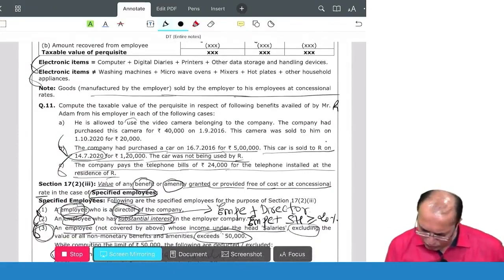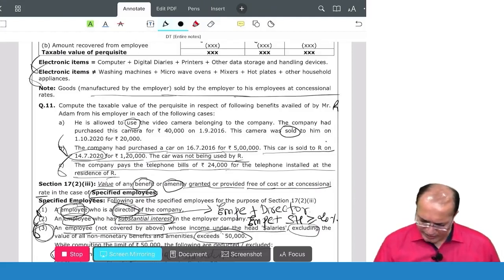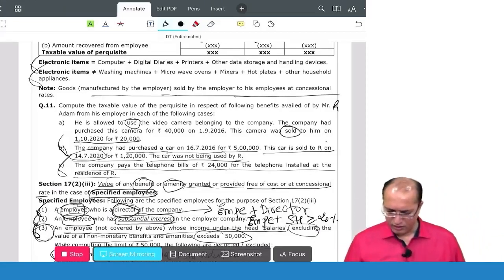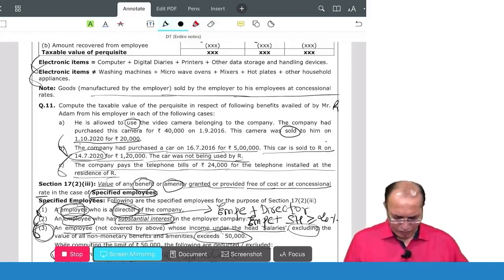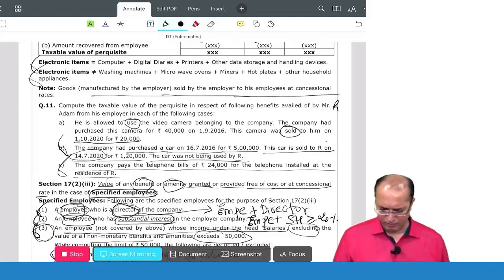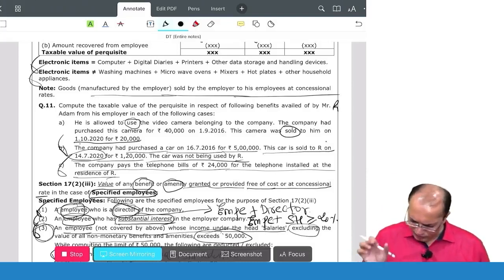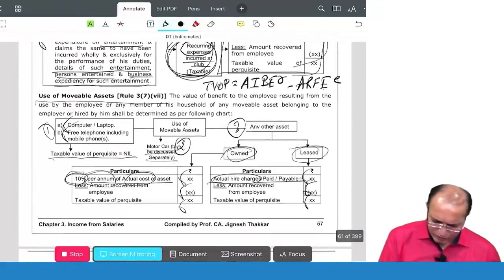What does it say in point A? He is allowed to use the camera. And the next sentence also says the camera was sold to him. When was the camera sold to him? It was sold to him on 1st October 20. Your previous year starts when? April 20. So from April 20 to September 20, who was using the camera? The employee was using the camera, correct? So for those 6 months, you have to do the valuation as per this point, use of movable asset.